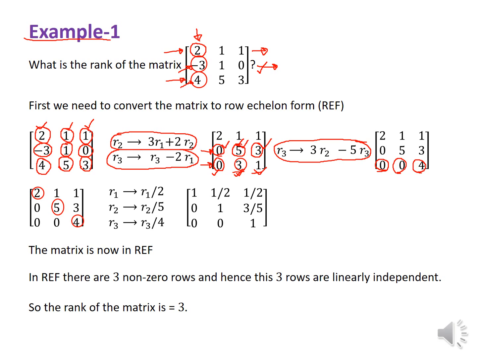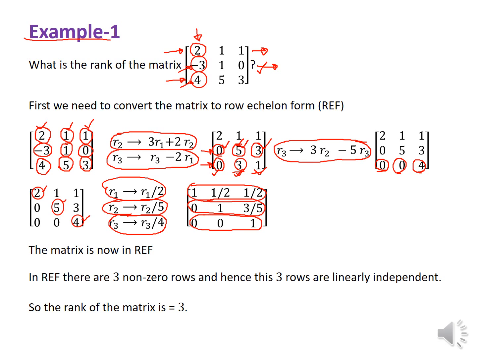Now we will make the leading element of first row, leading element of second row, and leading element of third row 1. For this, we will divide first row by 2, we will divide second row by 5, and we will divide third row by 4. So after dividing the first row by 2, we will get 1, 1 over 2, and 1 over 2 as the first row. Dividing second row by 5, we will get 0, 1, and 3 over 5 as the second row, and dividing third row by 4, we will get 0, 0, and 1 as the third row.